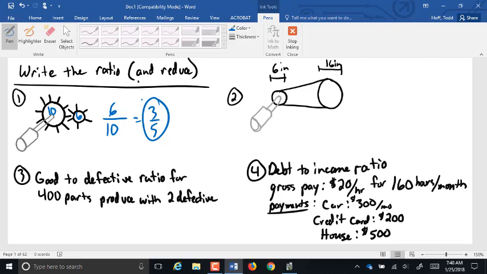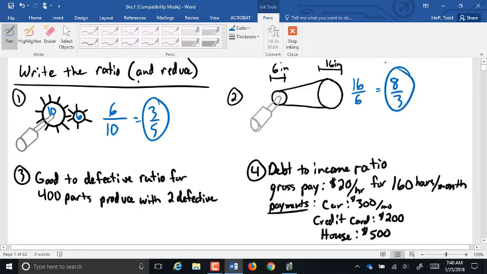So then for number 2, which one goes on top? 16. 16 over 6, or an 8 to 3 pulley ratio. Any questions on those two?